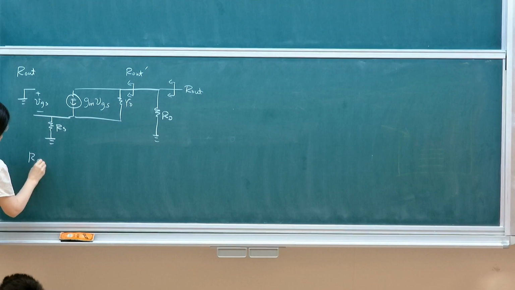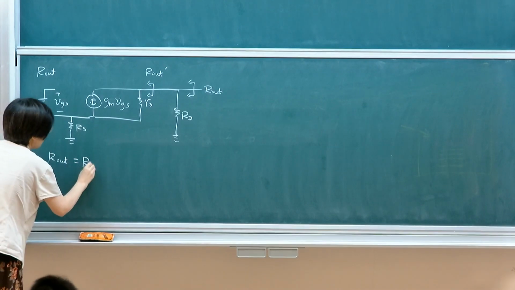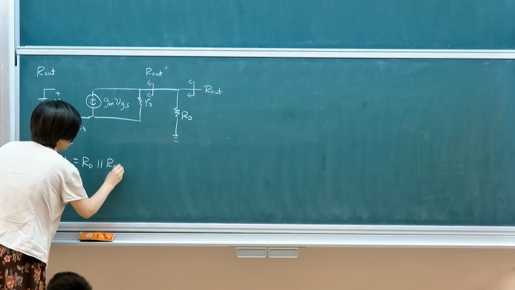RS. This is GM VGS. RO. So the overall resistance will be something looking like this, this is the R out. But typically what we do is that we look in from here. This is RO prime. So your overall R out should be RD in parallel RO prime.